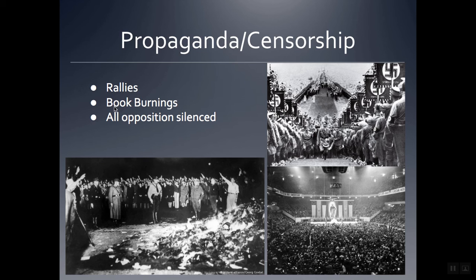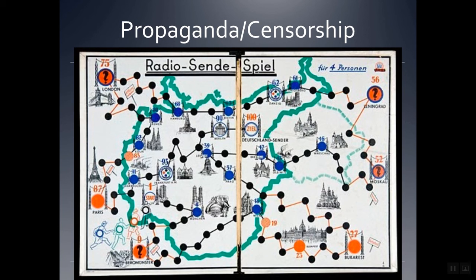He also ordered book burnings. You guys can see this happened all over the place, especially any books that were written by Jewish authors. They burned books, anything that was anti German or pro Jew or written by a Jew. And then any opposition was silenced. We'll talk about where they were taken, but any opposition was either killed or taken to the camps, and we'll talk about that in just a second.